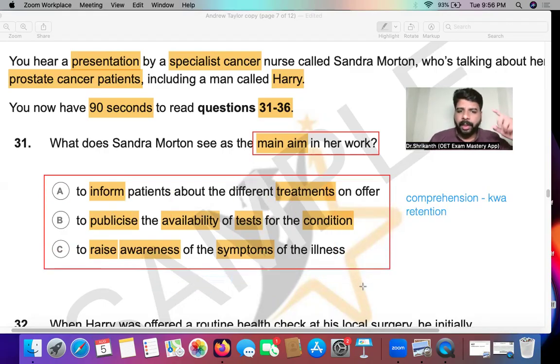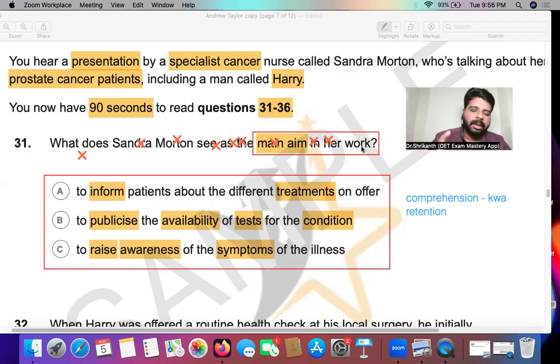When your audio is playing, your eyesight should only be in the answer options. During the audio, you must not read the question, because the audio is going to distract you. The OET is trying to distract you. You must not distract yourself. So, the clear memory of the question.